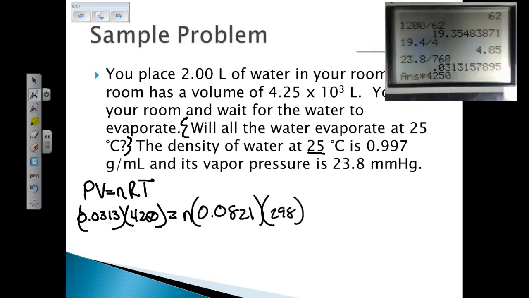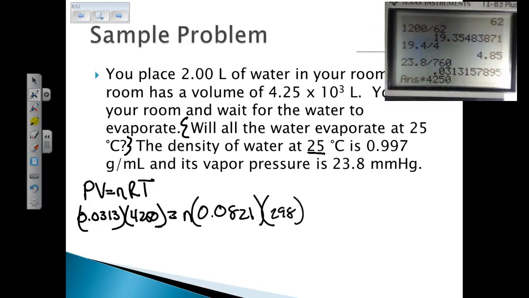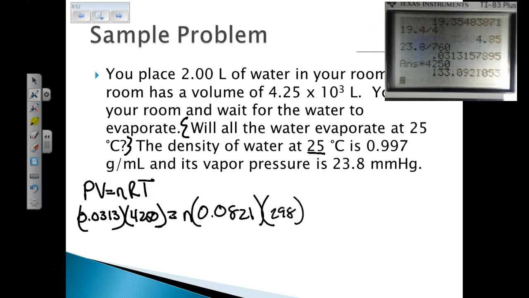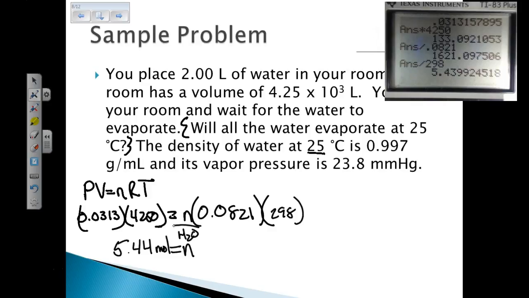So I'm going to bring up my calculator. Okay, you can see the conversion that I did previously. Sorry that it wasn't up before. So we're going to take that converted pressure and multiply by the volume. And now we're going to divide by 0.0821. Then we're going to divide again by 298. And so that means that the number of moles equals 5.44 moles of water. That's how much water is going to fill the room.